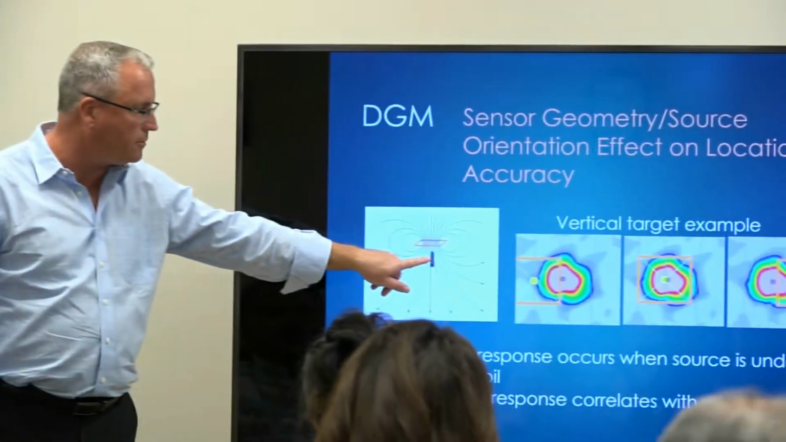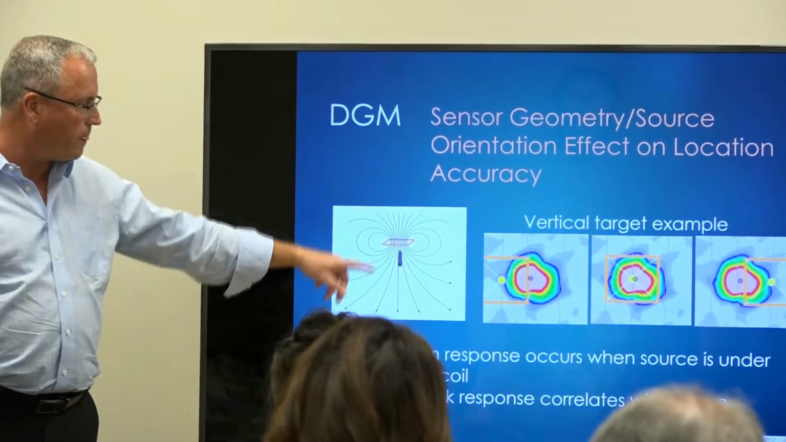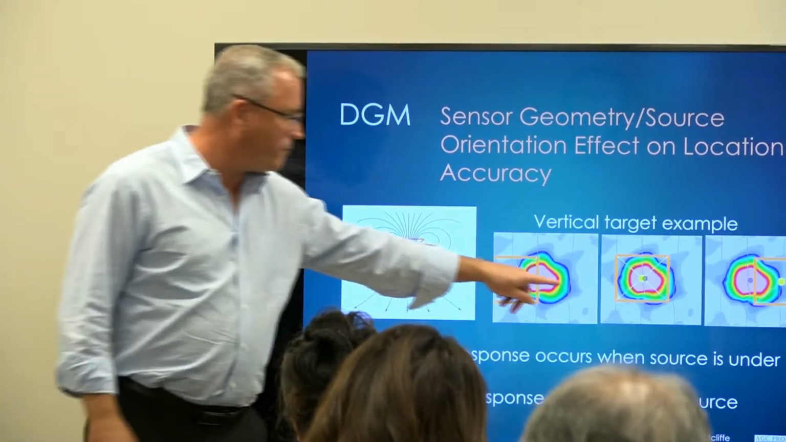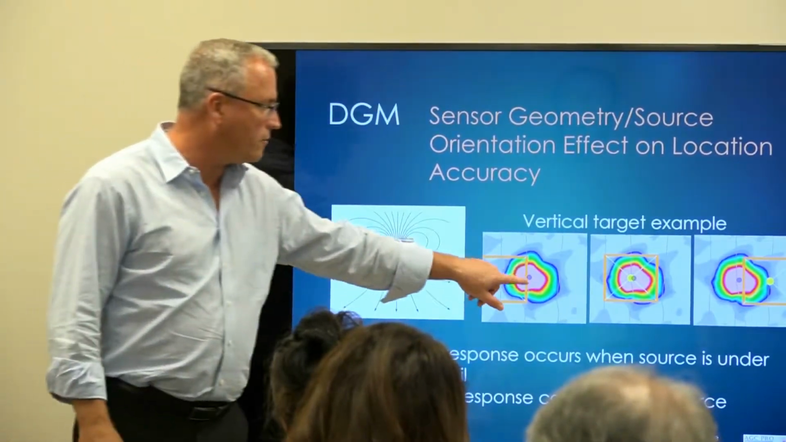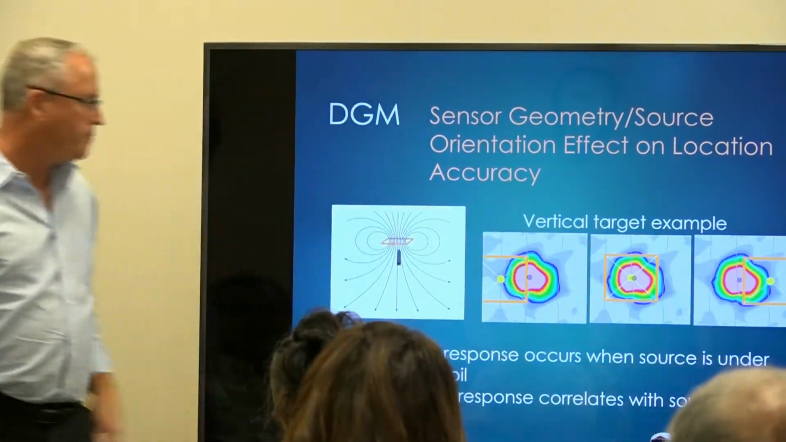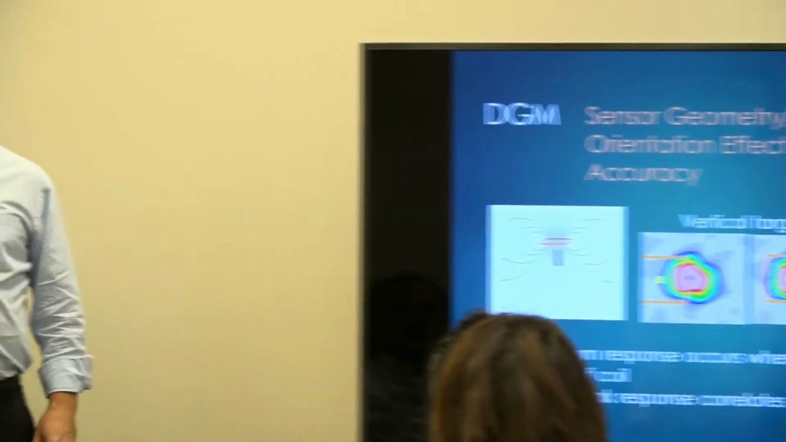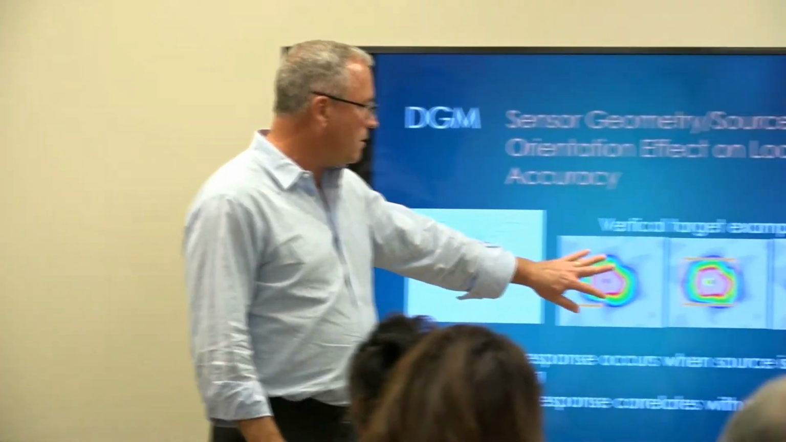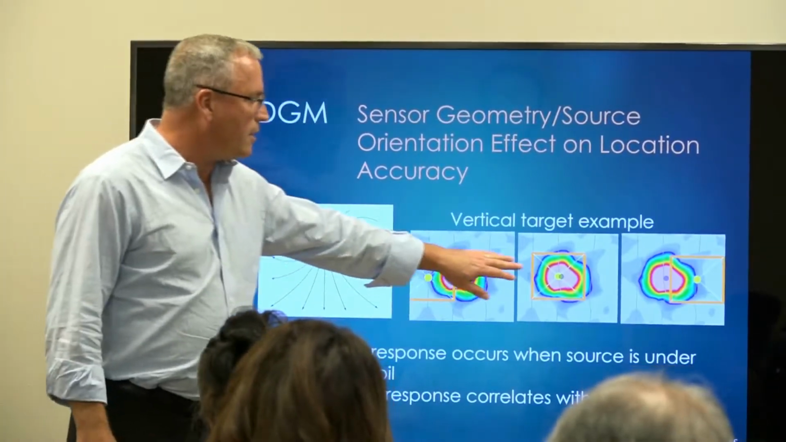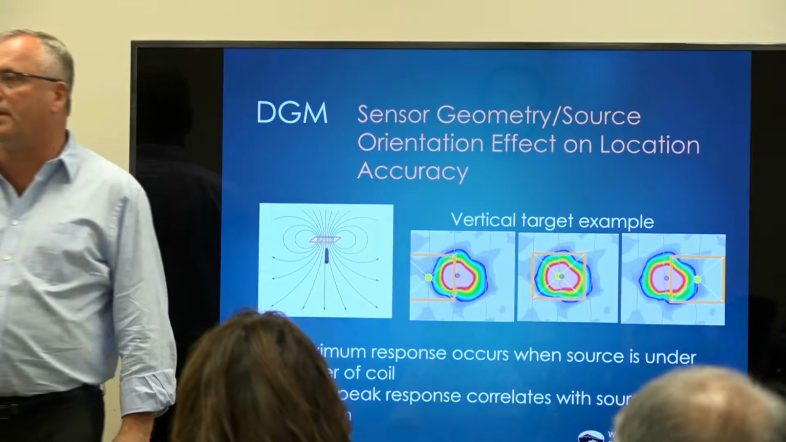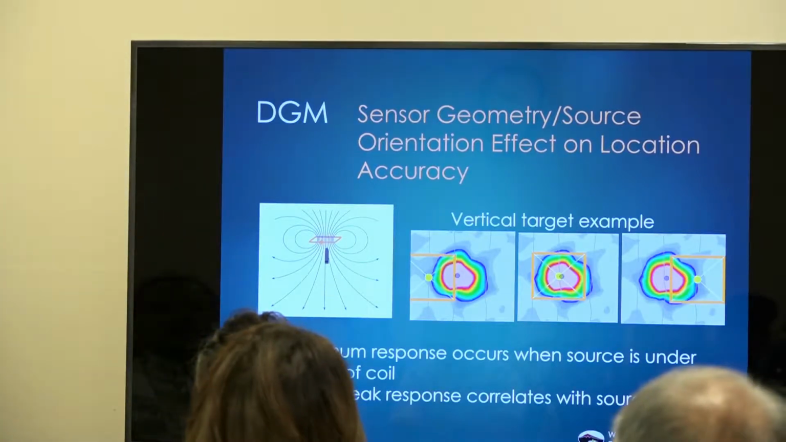Okay, the source and orientation effect on the sensor, I spoke about this a little bit. If we look at the primary field, this is maximally coupled. And when it's vertical, as you go across, the peak occurs right over top where the target is. And that's good. So we're able to locate with this sensor. This is an EM61, 1 meter square, and we can fairly precisely determine the peak of that. So we know where that object is.